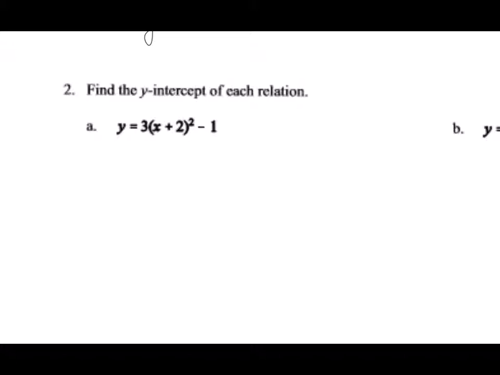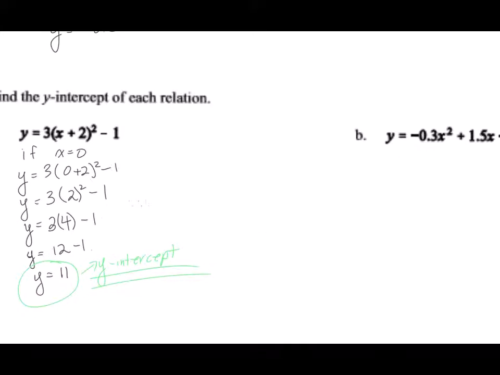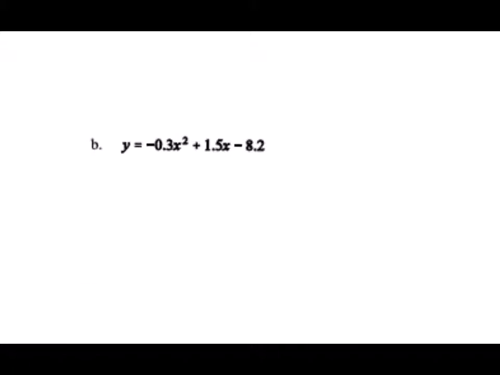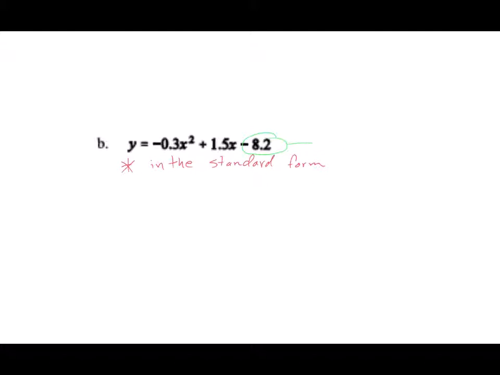So now let's look at the other equation to the right here. Now this problem, it's already in standard form. The vertex form has already been expanded. So all I have to do is either let x equal 0 or simply understand that it's in the standard form. And in the standard form, all you have to do is look for the only term in the entire list that doesn't have an x attached to it. So in this case, the y-intercept is negative 8.2. And we're done.